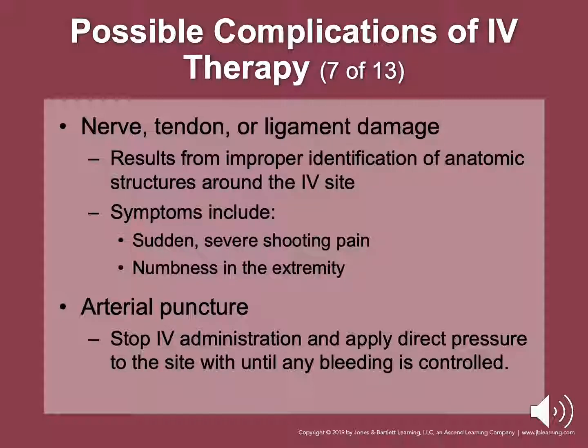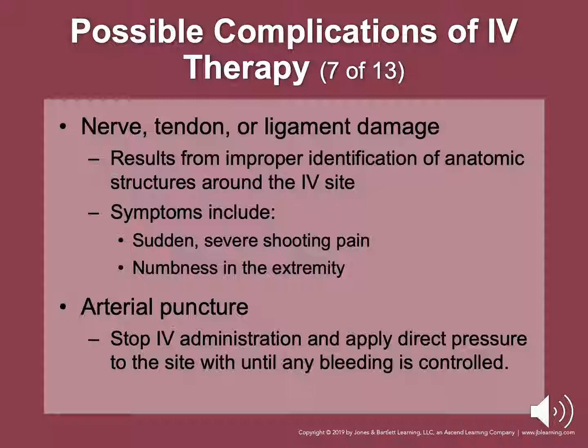Arterial puncture: bright red blood is quickly seen, either spurting from the catheter after the needle is withdrawn, or backing up into the IV tubing and the IV bag. Stop IV administration. Apply direct pressure onto the site with a gauze for at least 15 minutes to control the bleeding. And ladies and gentlemen, when you do an arterial puncture, you will know it immediately. That is a lot of pressure in that blood, and it's bright red. It's a whole lot brighter than the venous blood that you'll see. So you'll know it as soon as you do it.